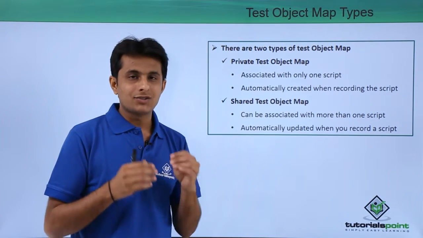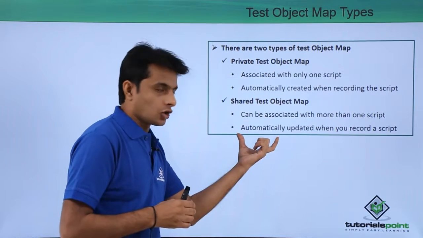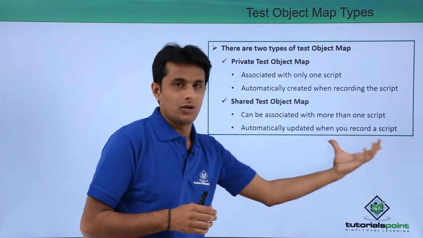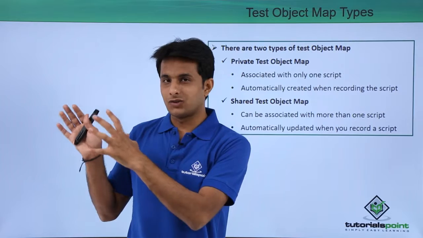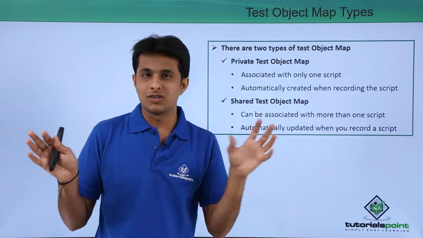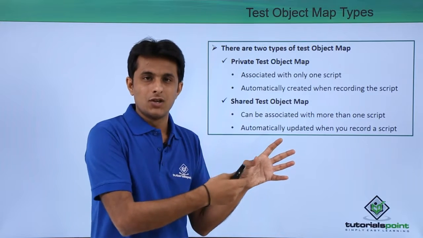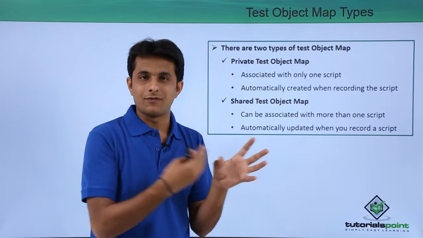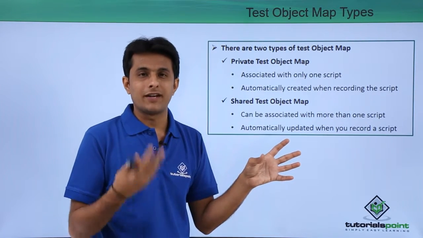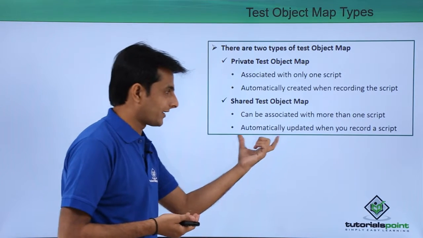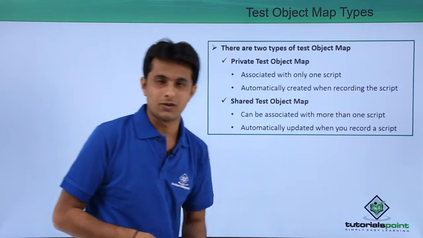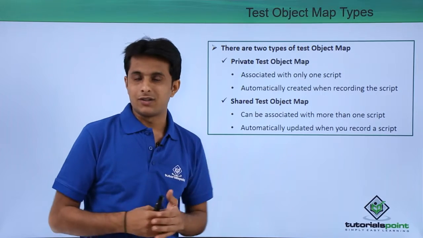And that shared object map can be automatically updated when you record a new script. Suppose I have associated a shared object map with script 1, and I'm recording this script 1 five times. So my shared object map which I have associated will be updated 5 times. So it is automatically updated when you record a particular script. Now, these are the first differences.